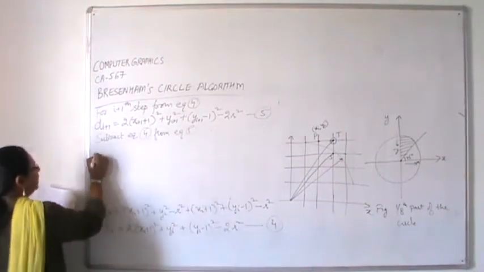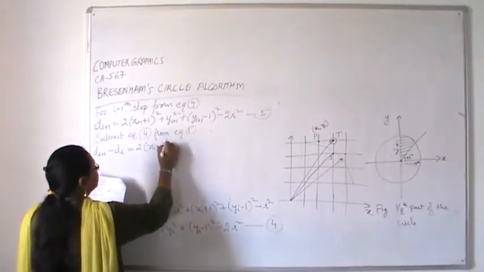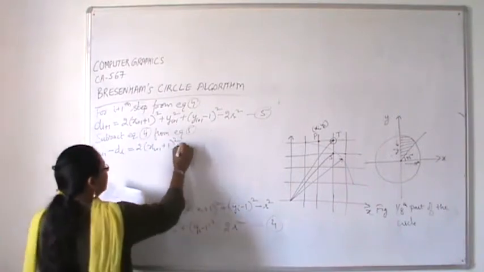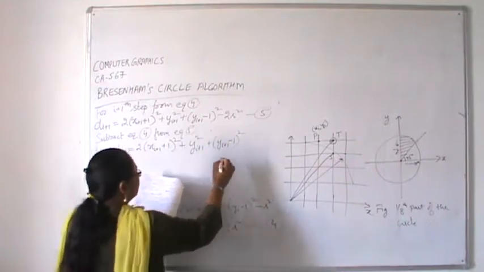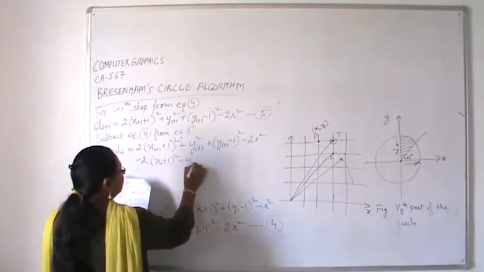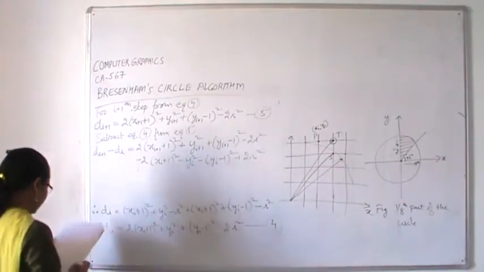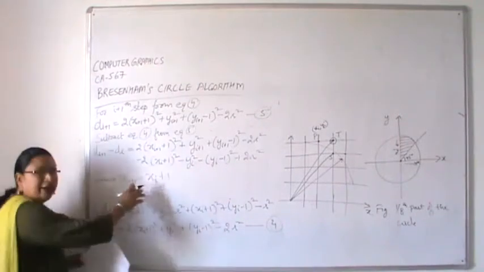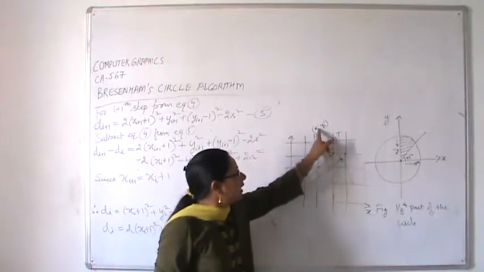So we will get d(i+1) - d(i) = 2(x(i+1))² + (y(i+1))² + (y(i+1) - 1)² - 2r² - 2(xi)² - yi² - (yi - 1)² + 2r². So after solving this equation, as we can see here, x(i+1) is equal to xi + 1, so the value of x at the ith step is incremented by 1, whether we are selecting t or we are selecting s. So the value of xi has been incremented by 1 unit.